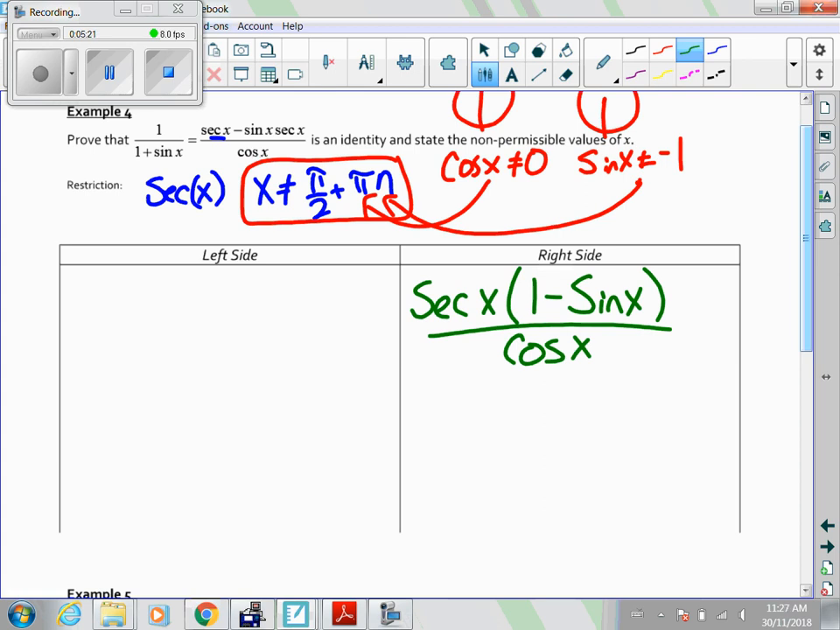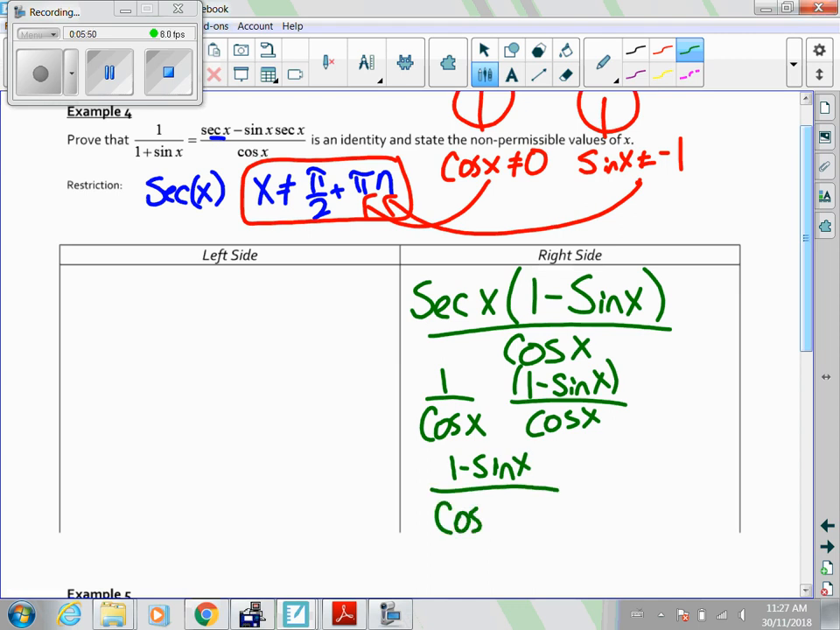Now, a secant x in the numerator is the exact same as a cos x in the denominator, so I can now make this 1 over cos x times (1 minus sine x) all divided by cos x. And now when I multiply this through, I get (1 minus sine x) divided by cosine squared of x. Hopefully that's all reasonably straightforward.